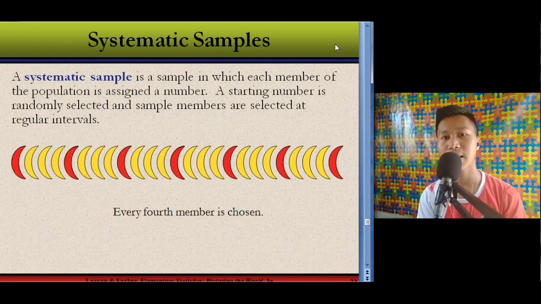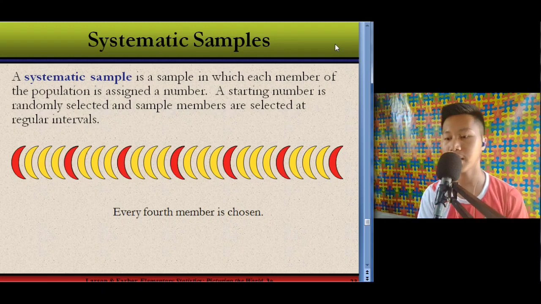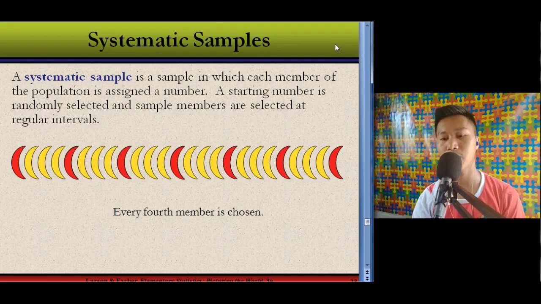So, you pick a sample according to a particular interval. So, there is a system in choosing. Another example, every fourth member is chosen. So, there is a particular interval, a regular interval.